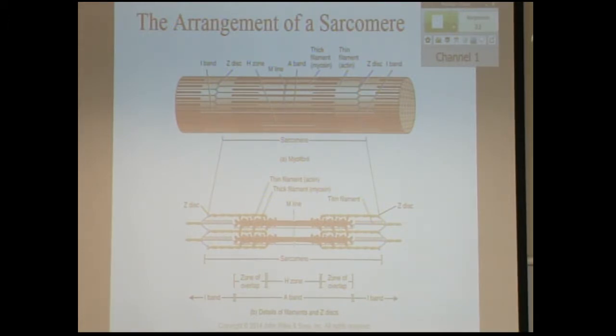Is that where the A band is at? So the A band includes all the myosin. So it's the part that doesn't overlap and the part that does. Okay, so that'd be your A band. And the I band is only where actin is. Right.